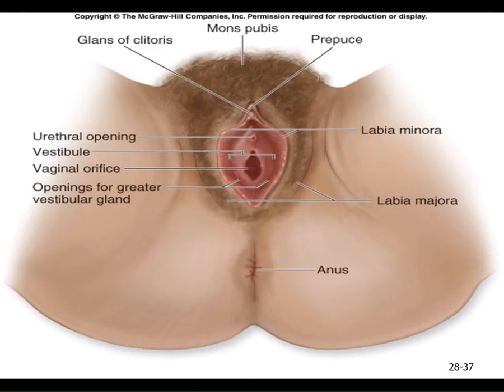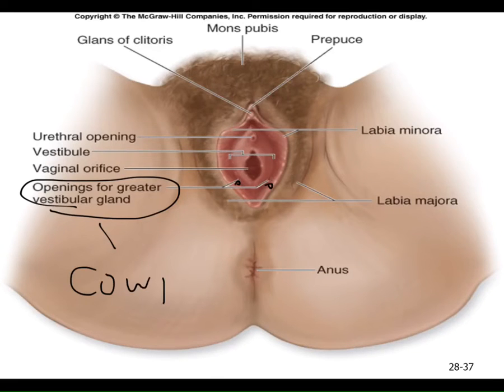Here's the only picture I have that shows the vestibular glands. You can see they're pointing to little glands right in between the labia majora and the labia minora, and those again are equivalent to the bulbourethral or the Cowper glands. You can see the little prepuce, the little fold over the head of the clitoris, and that is equivalent to the foreskin in the male.